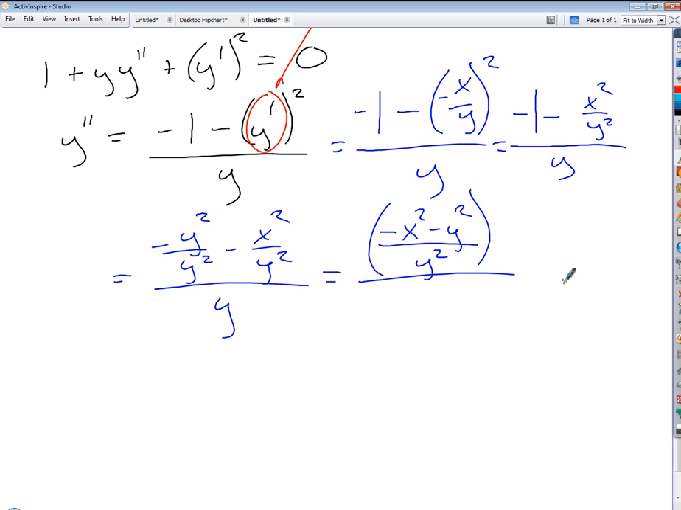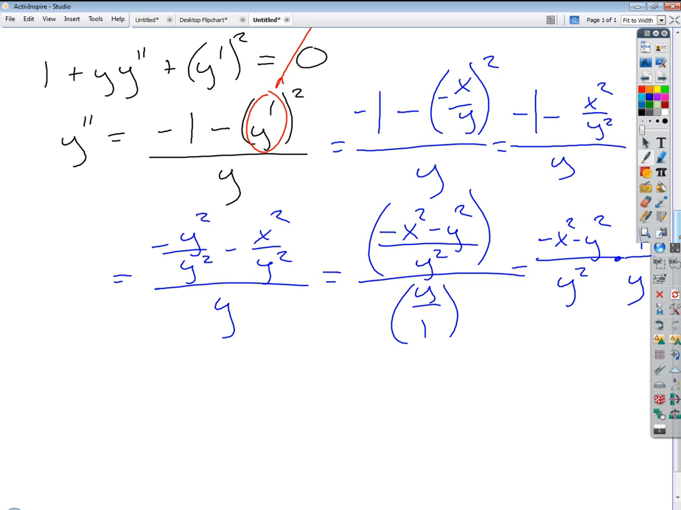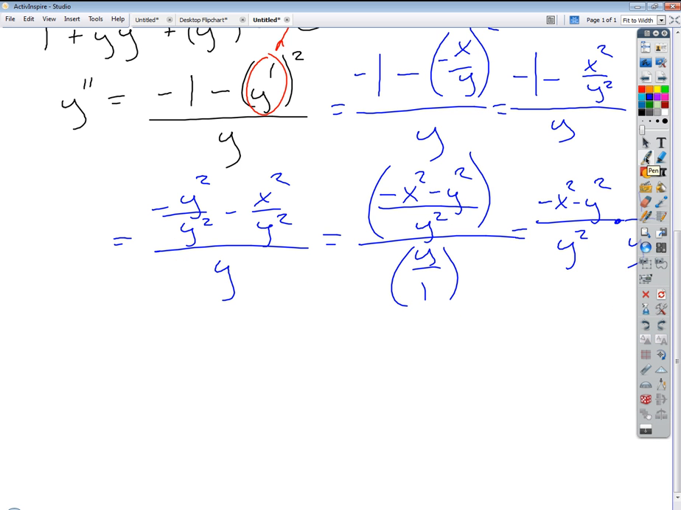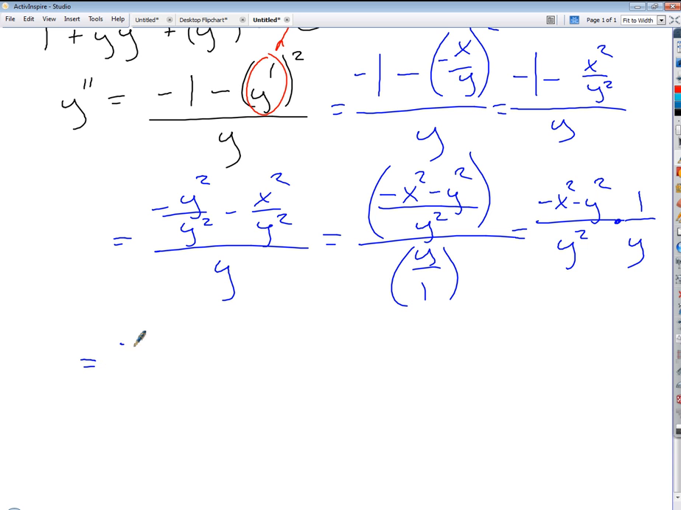On the bottom, I've just got a y over 1, right? And so all I have to do then to get my answer is just flip and multiply. So I'm going to get negative x squared minus y squared over y squared times 1 over y. And what's that going to look like? Negative x squared minus y squared over y cubed. Negative x squared minus y squared times 1 doesn't change anything. On the bottom, y squared times y is y cubed.